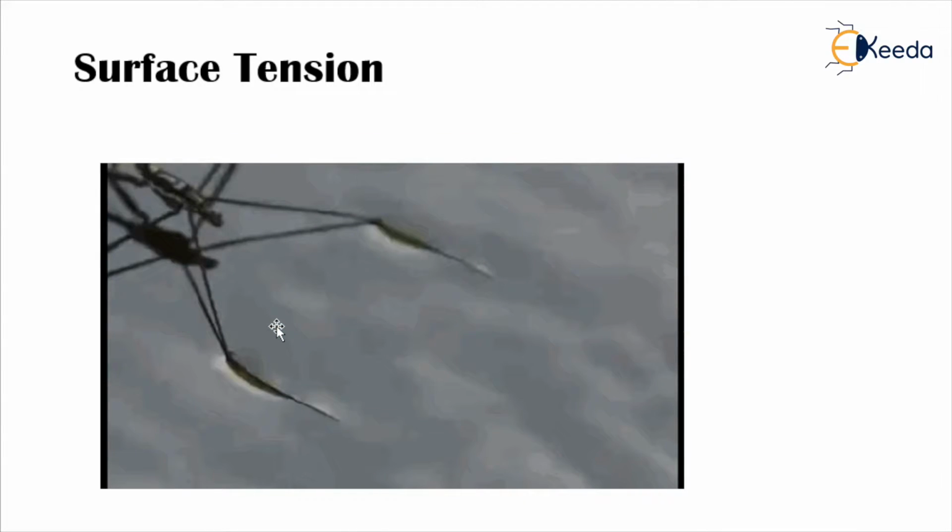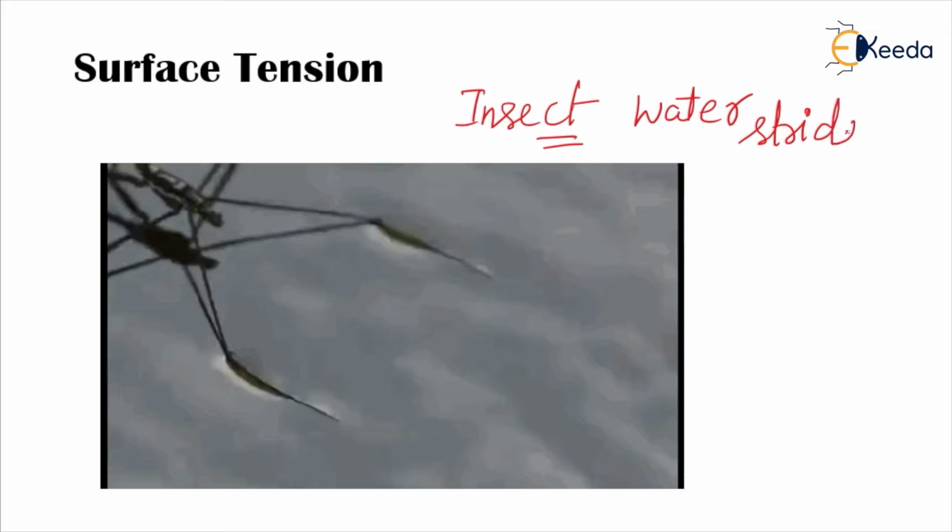If we talk about the water strider, this is an insect known as the water strider. What is the specialty of this? It can easily walk on water. This is important. How are these special insects able to walk on water, not swim? Swimming is different from walking. They can actually walk on the water. What is the reason for that?